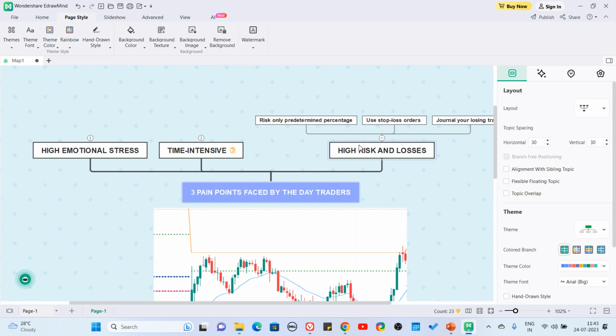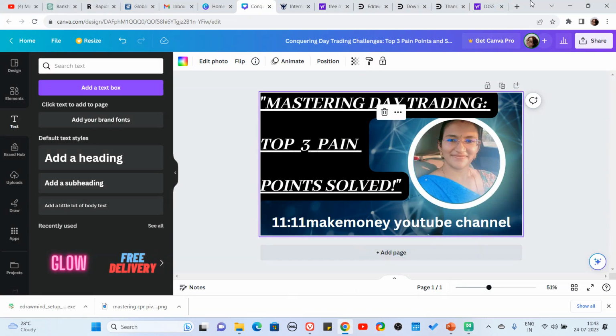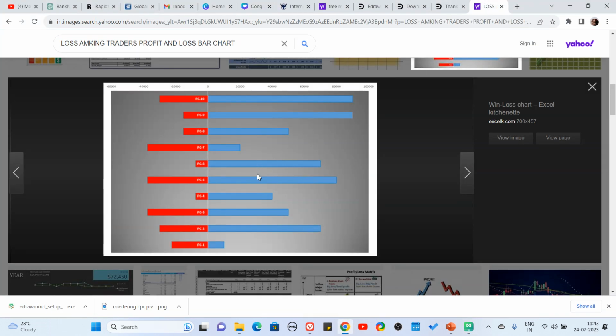Now the third pain point, the suffering that is affecting the day traders, is high risk and losses. Yes, high risk and losses. I'll show you one thing here. I downloaded something for you. See, the loss making trader's chart will not look like this. The profitable trader's chart looks like this. When they are winning, they win big amounts like this. When they are losing, they lose small amounts like this.